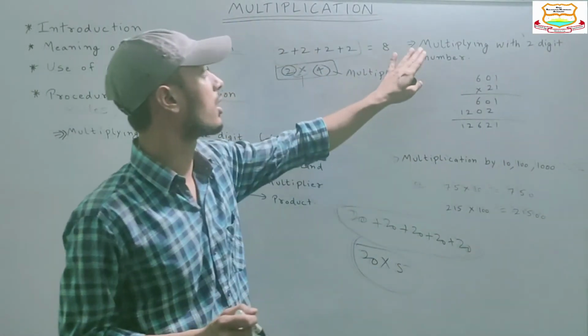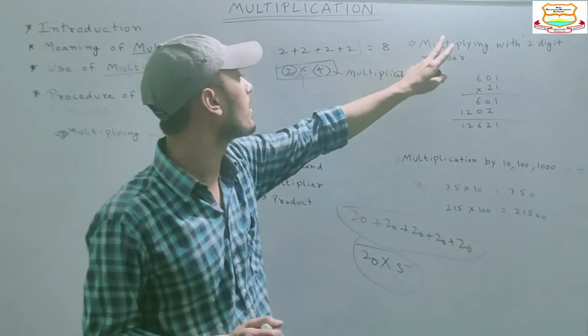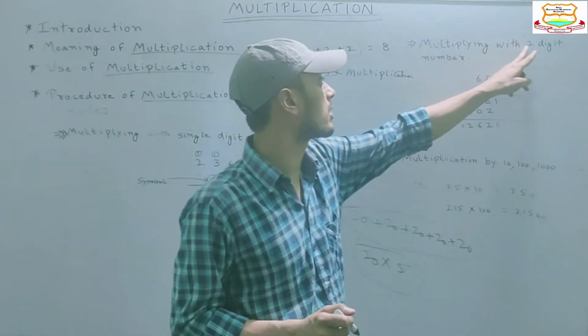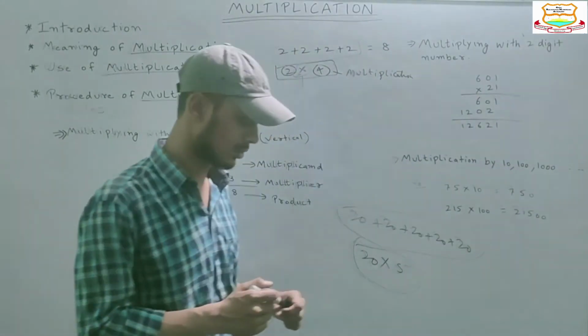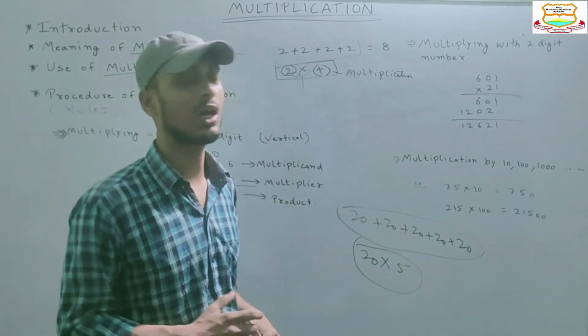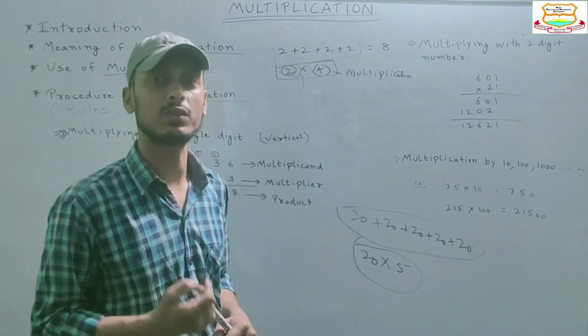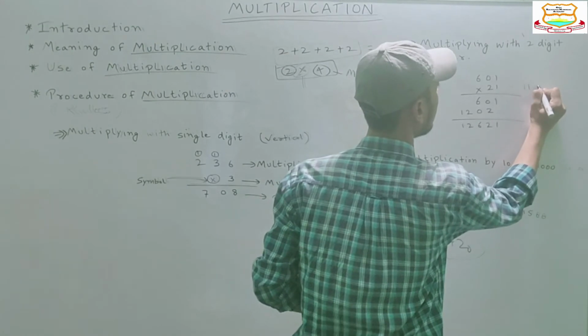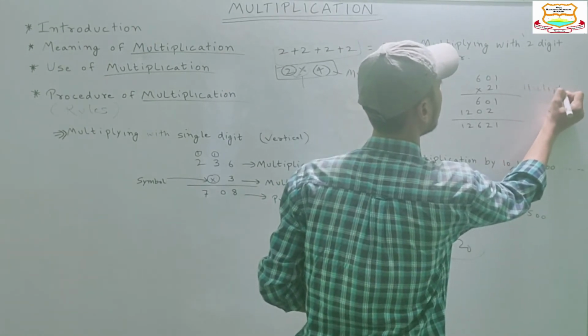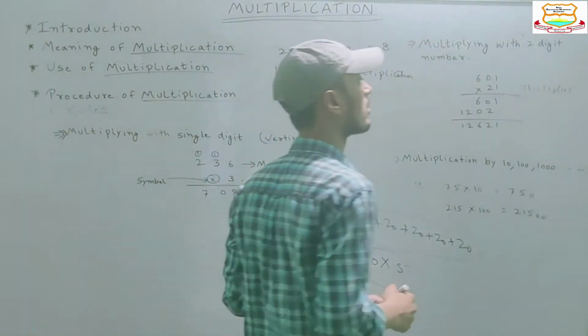Now let us see another topic. This topic is multiplying with a two-digit number. Two-digit number means how to multiply with a two-digit number. This is the multiplier. Got it? Okay.